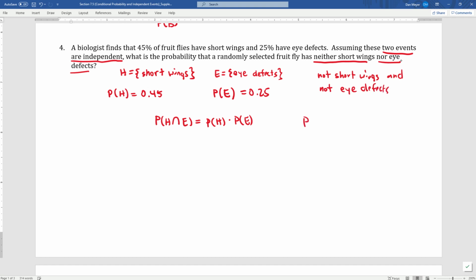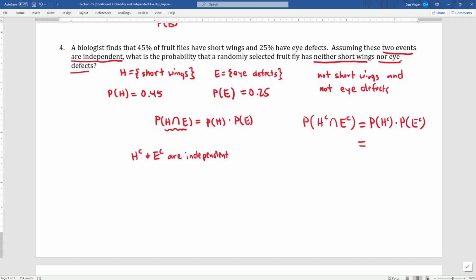So they're asking us the probability of H complement and E complement. Up in the first batch of problems, we determined that whenever our events are independent, their complements are also independent. So the fact that H and E are independent also tells us that H complement and E complement are independent. So we could say that the probability of H complement and E complement is the probability of H complement times the probability of E complement, and then use our complement formulas.